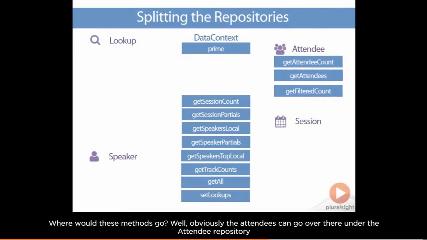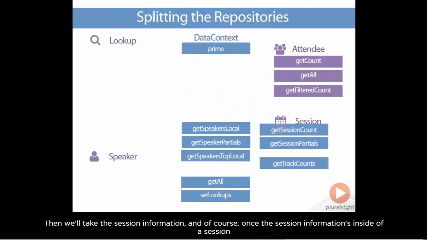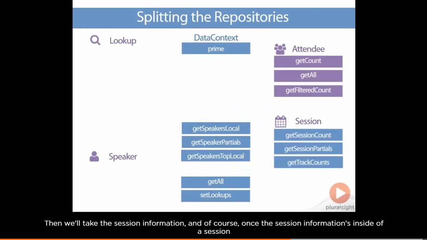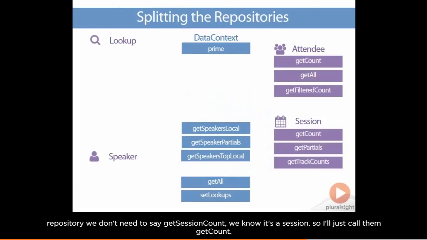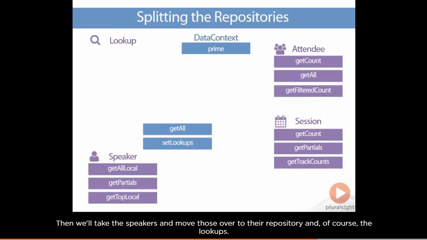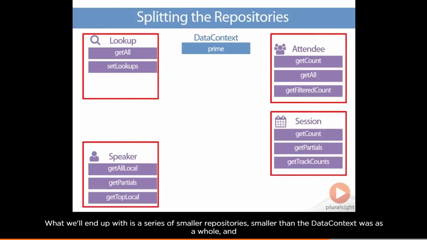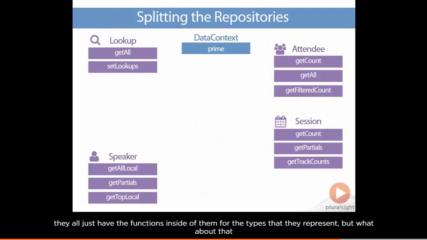Well, obviously the attendees can go over there under the attendee repository. And then we might rename them to make them a little more applicable. And we'll take the session information, and of course, once the session information is inside of a session repository, we don't need to say get session count. We know what's a session, so we'll just call them get count. And then we'll take the speakers and move those over to their repository, and of course, the lookups. And what we'll end up with is a series of smaller repositories, smaller than the data context was as a whole, and they all just have the functions inside of them for the types that they represent.